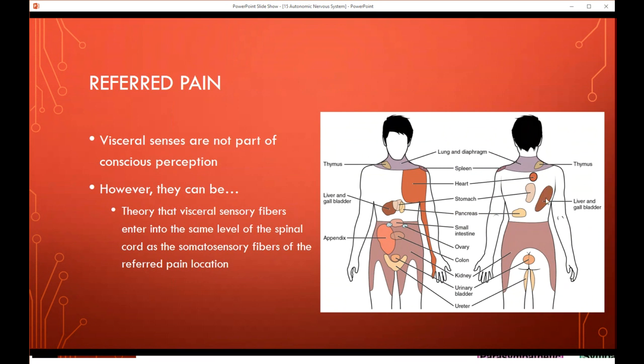The liver and the gallbladder kind of hitting a little bit higher up in the back. The thymus we sometimes feel up at the top of the shoulder. The lungs and our diaphragm, we start to see it here up in the top of our neck.